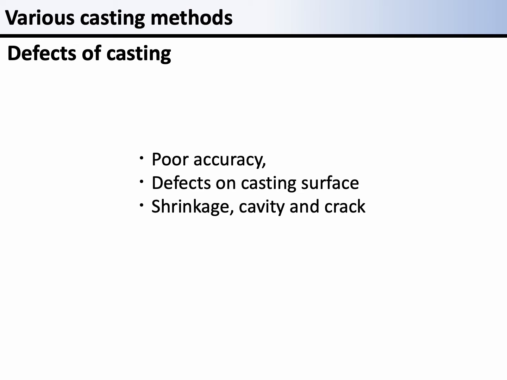The main defects in castings include poor accuracy, defects on the casting surface, shrinkage, cavity, and crack. Cavities are caused by gas generation due to chemical reactions or air bubbles due to excessive moisture in the mold. Shrinkage is caused by dents or insufficient metal to fill the mold. These defects can be caused by a variety of factors, including the die, mold, and the conditions under which the molten metal is poured.